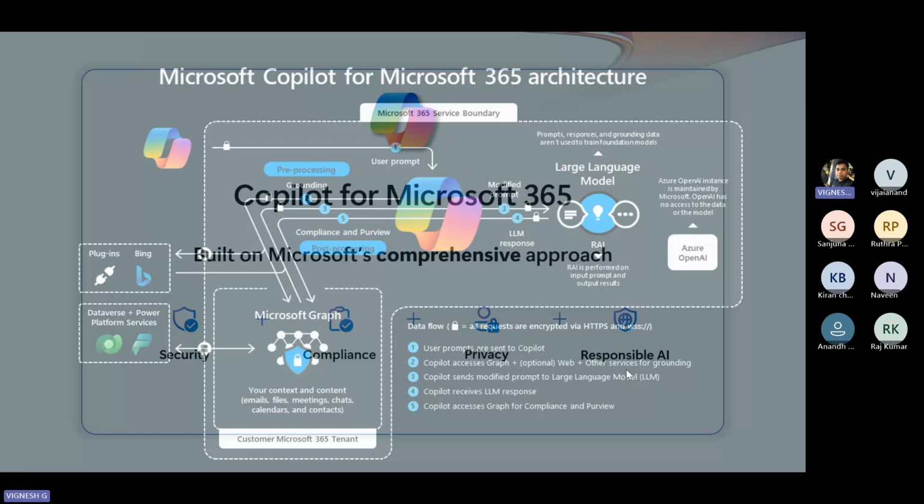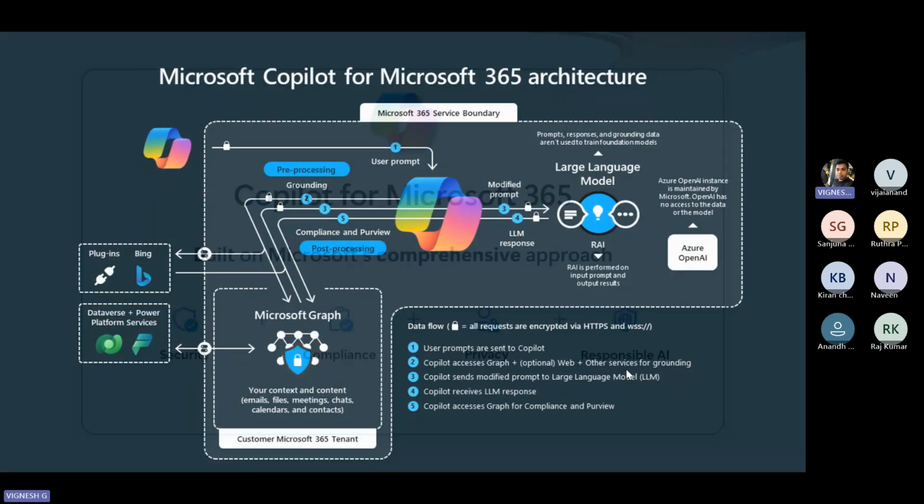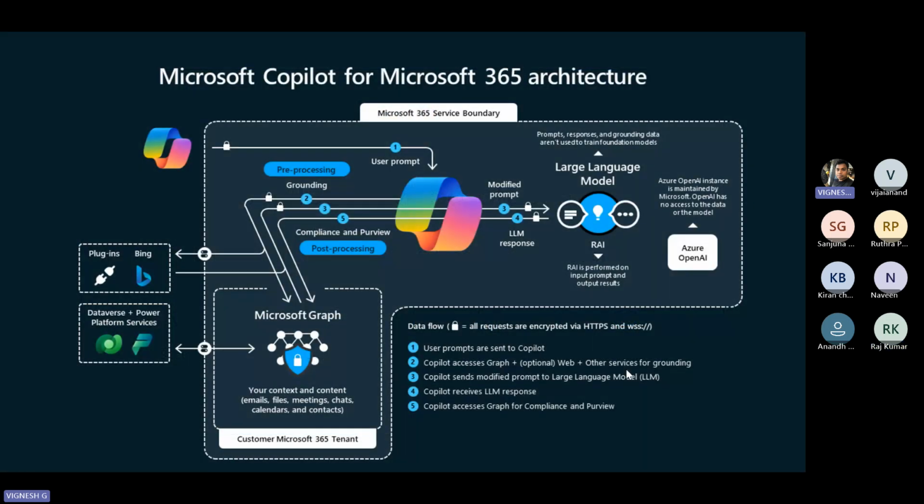So this is a very high-level architecture about how Copilot for Microsoft 365 works. Now let's break this into pieces. Let's see what happens in each and every single step, so that will help us understand more about what's happening here.